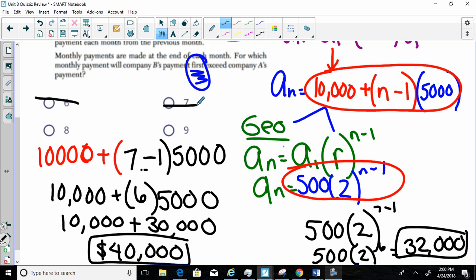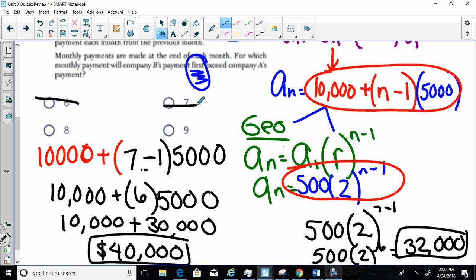Well, I was trying to figure out company A. I put 7 in the answer. Trying to figure out if company A is bigger than company B. Well, no, you want to find when will company B be greater than A. When will B's exceed company A?